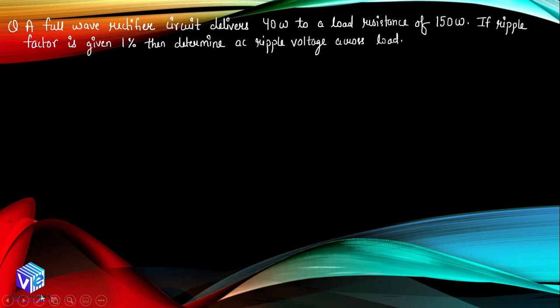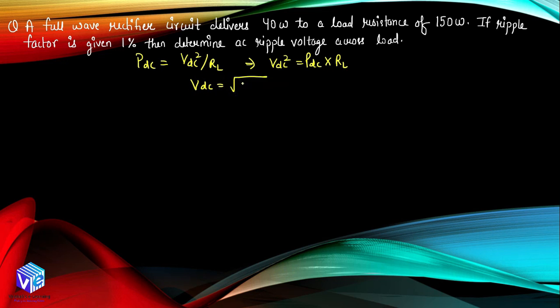Now moving on to the next question for the day. It states: a full wave rectifier circuit delivers 40 watt to a load resistance of 150 ohm. If ripple factor is given as 1%, then determine the ripple voltage across the load. Right, so PDC is given. We know the formula of PDC in terms of voltage: PDC is equal to VDC square upon RL. From this I can represent VDC square as PDC into RL, so VDC will be equal to under root PDC into RL, right?